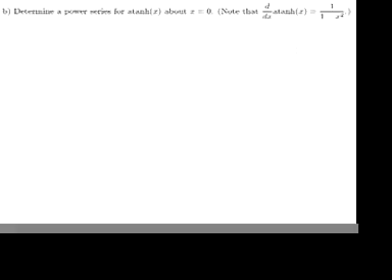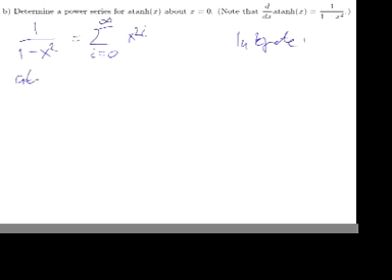Let's start by remembering from the previous part what the series was for 1 over 1 minus x squared. This was the sum, I goes from 0 to infinity, of x to the 2I. Now we use term-by-term integration. Then on the left-hand side we get the inverse hyperbolic tangent of x plus a constant. What is the constant? It's the inverse hyperbolic tangent of 0.